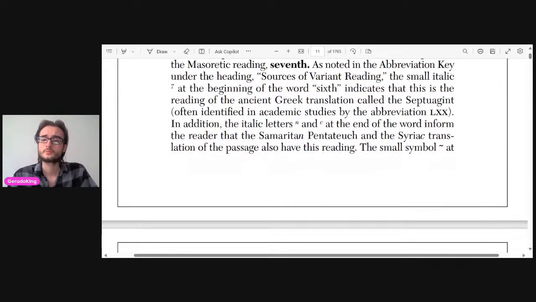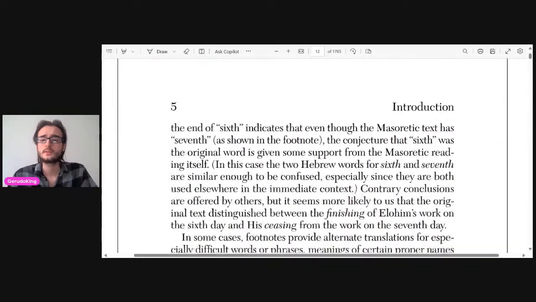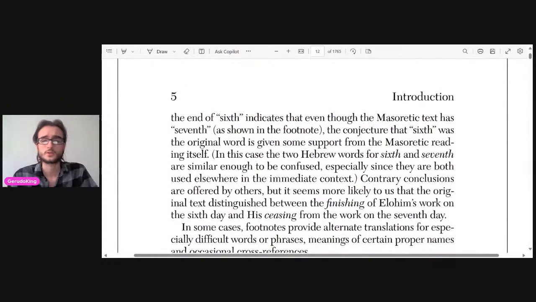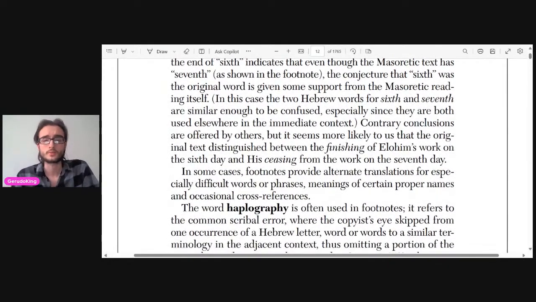And the small symbol, that approximation sign there, at the end of sixth indicates that even though the Masoretic text has seventh, as shown in the footnotes, the conjecture that sixth was the original word is given some support from the Masoretic reading itself. In this case, the two Hebrew words for sixth and seventh are similar enough to be confused, especially since they are both used elsewhere in the immediate context. Contrary conclusions are offered by others, but it seems more likely to us that the original text distinguished between the finishing of Elohim's work on the sixth day and his ceasing from the work on the seventh day.